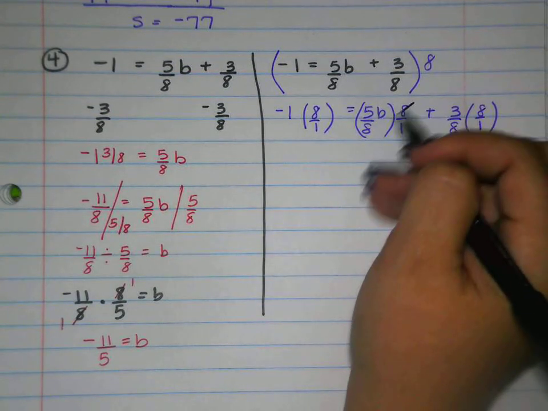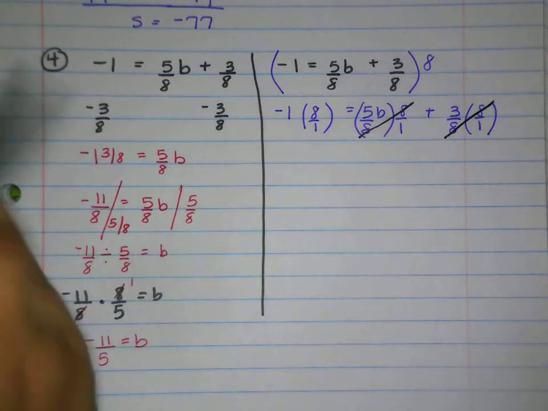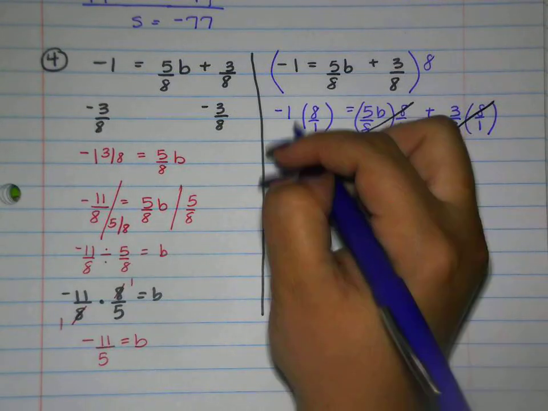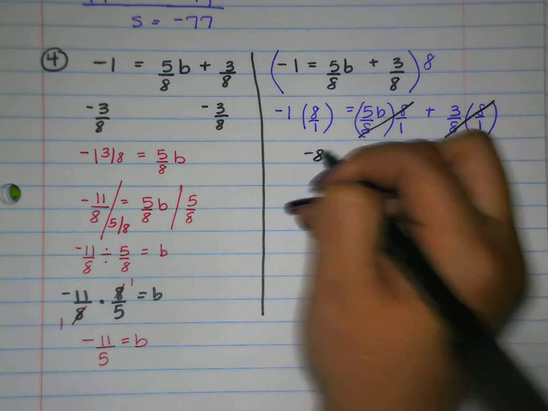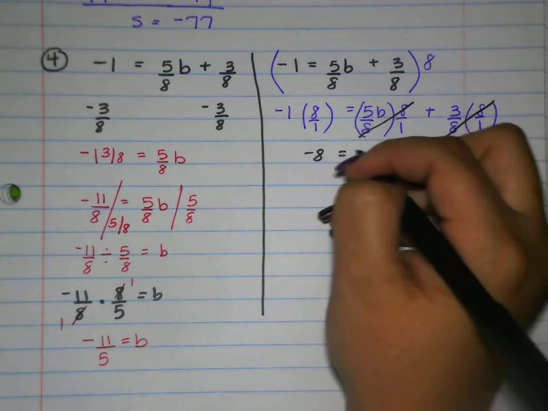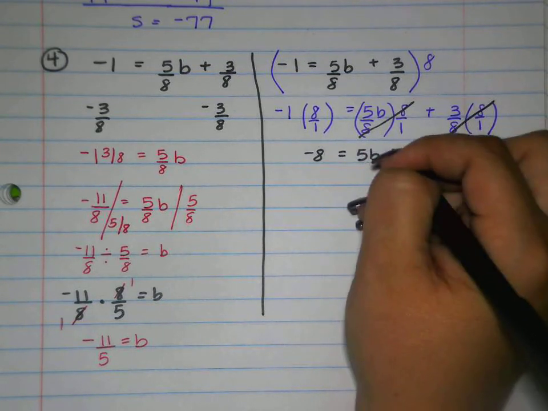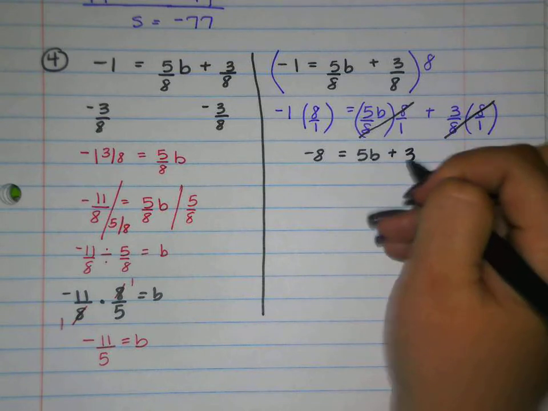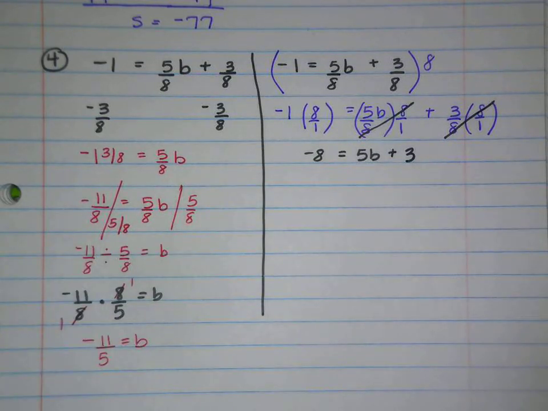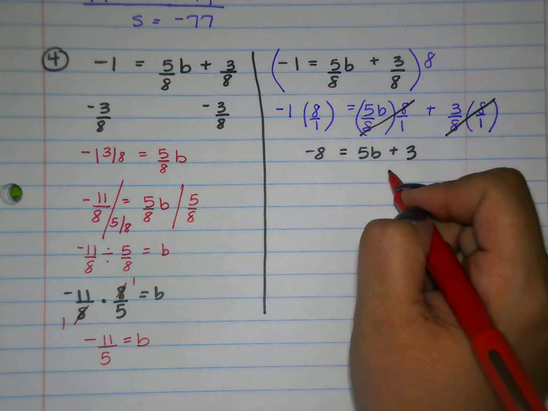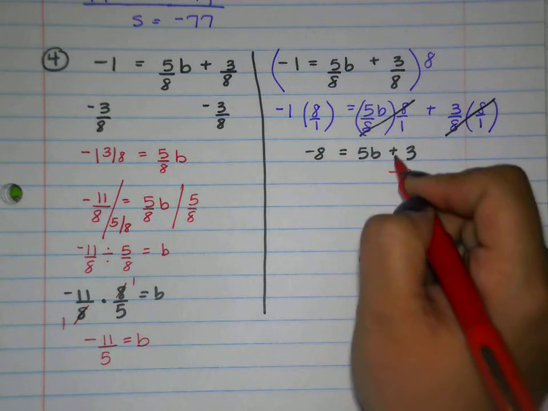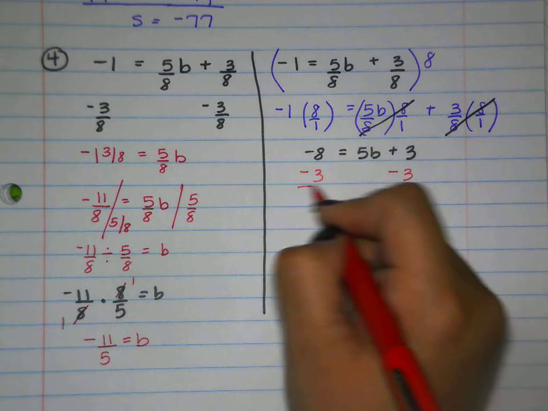These two cancel out and these two cancel out, and that would leave us with negative 8, because it's negative 1 times 8, which was negative 8, which is equal to 5b plus 3. So we've gotten rid of all those fractions. It's a lot easier to handle. We're going to get rid of the 3 by subtracting 3 because we added 3, so we could subtract 3 from both sides.